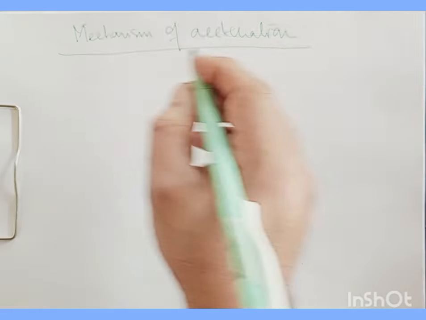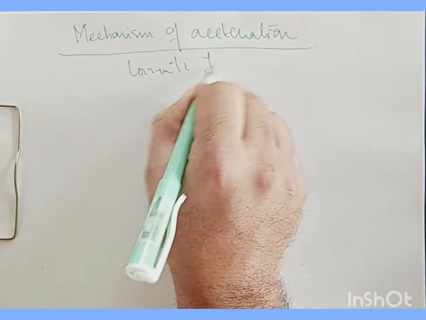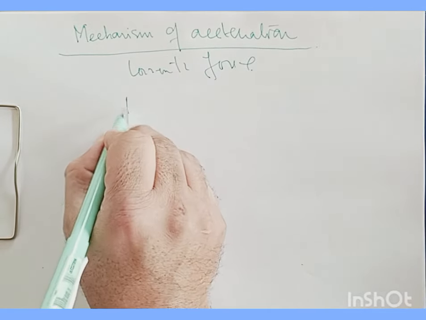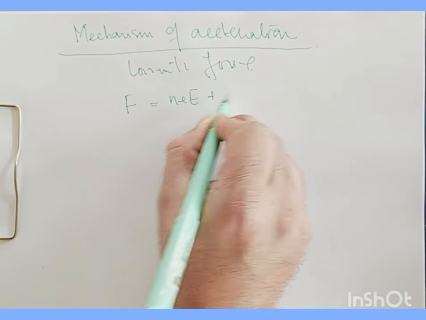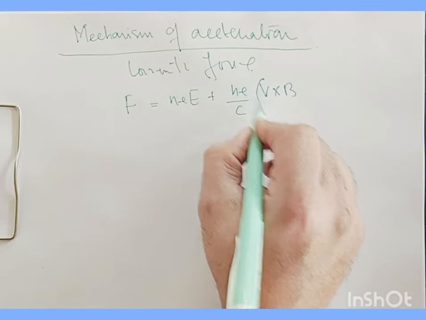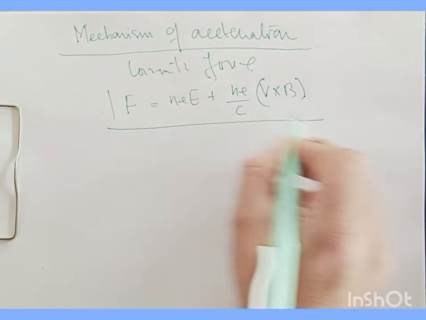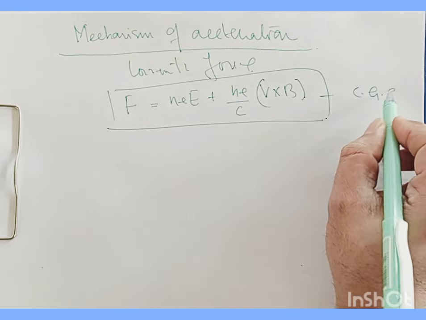Now, what it involves basically is the Lorentz force. It starts from the Lorentz force. And what's the Lorentz force? That is F, it's a vector. It is NeE plus Ne by C, V cross B. And I have written this Lorentz force in CGS units.